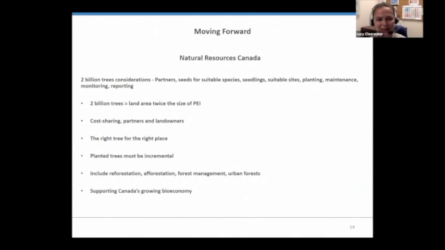So quickly, what's next? Well, Natural Resources Canada's Canadian Forestry Service is going to lead the development of the plan to realize this commitment to plant 2 billion trees, as that falls within their mandate. And this takes quite a bit of thought and planning. There's a lot of factors to consider, as you can see from this slide. Identifying locations with the greatest potential for sequestration, determining the type of trees to plant, giving consideration to urban forests, determining how this impacts the larger forestry sector and the forestry economy.